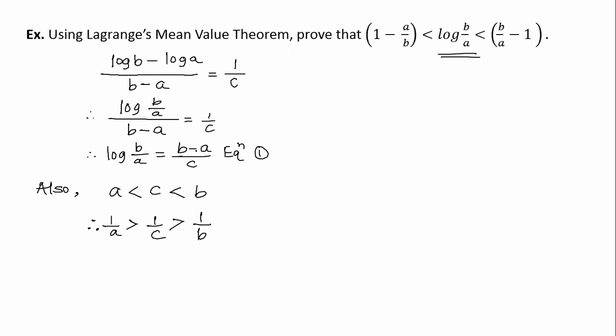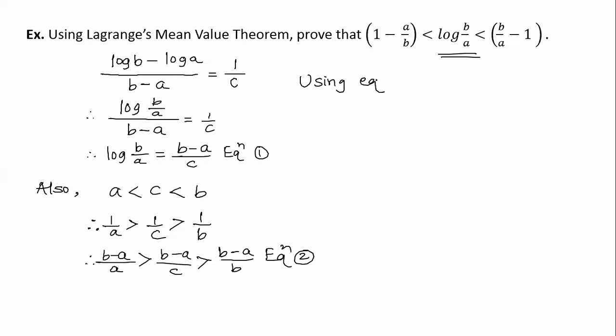Now b minus a. b is strictly greater than a, so b minus a is a strictly positive quantity. When we multiply with b minus a, the inequality will remain the same. (b minus a) upon a will be greater than (b minus a) upon c, and that will be greater than (b minus a) upon b. So let us call this equation number 2. And therefore, using equations 1 and 2 simultaneously.